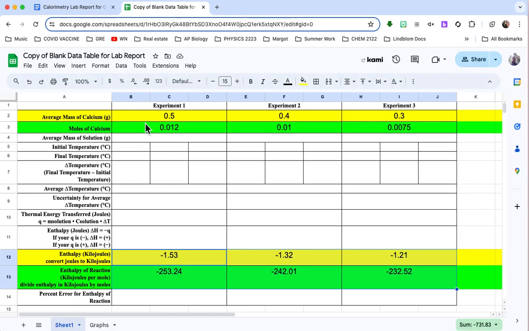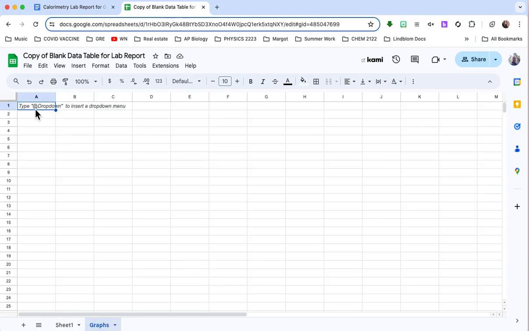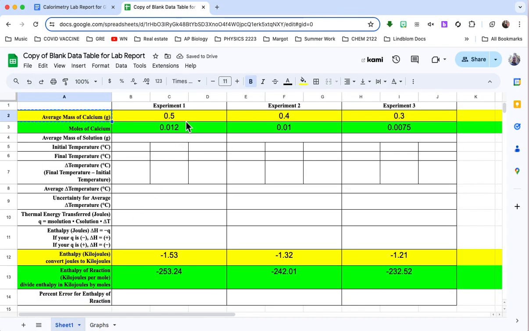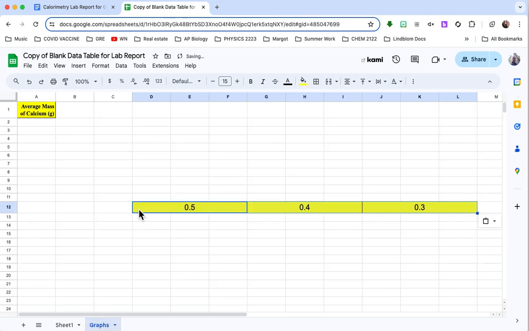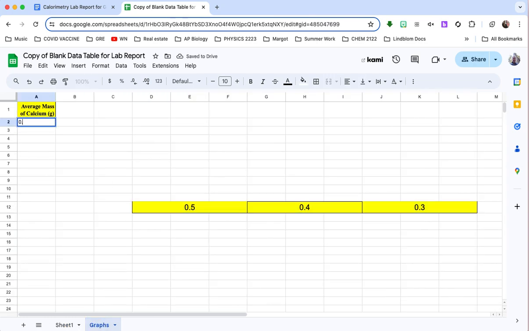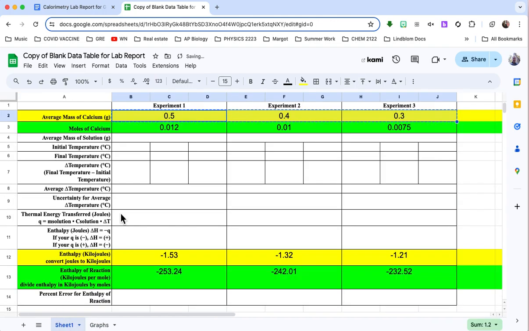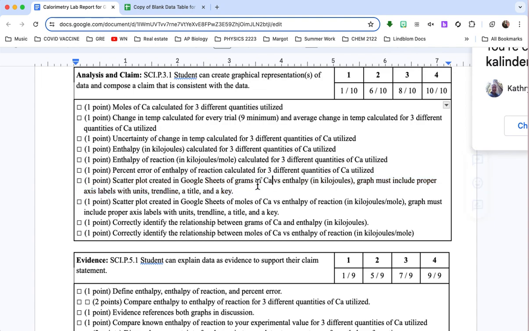Okay. Grams of calcium is our independent variable here, so I'm going to put that in the first column, and then I'm just going to copy these over. Okay, so I'm highlighting to copy, put them down there, and then I'm going to type them here just so that they're vertical. And then I can delete that. Okay, then back here. So grams of calcium versus enthalpy in kilojoules.